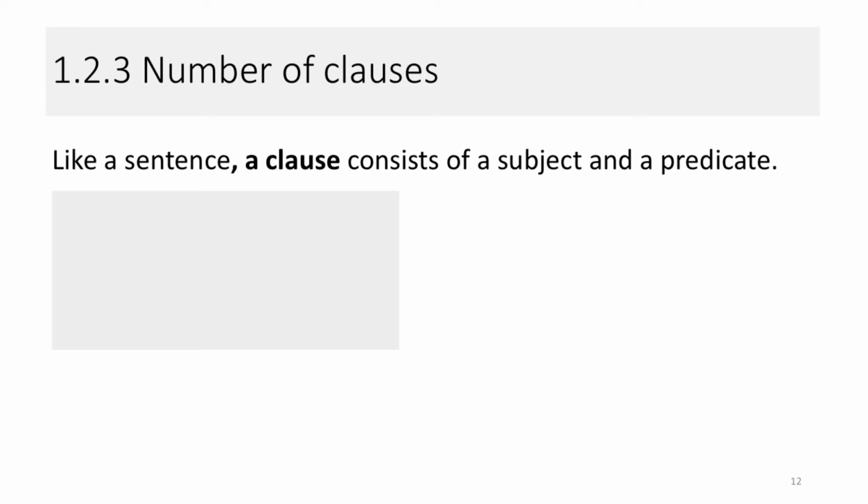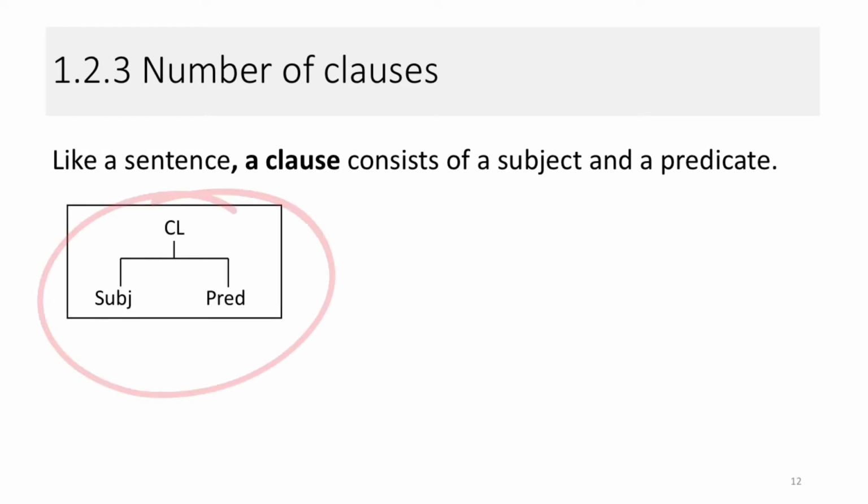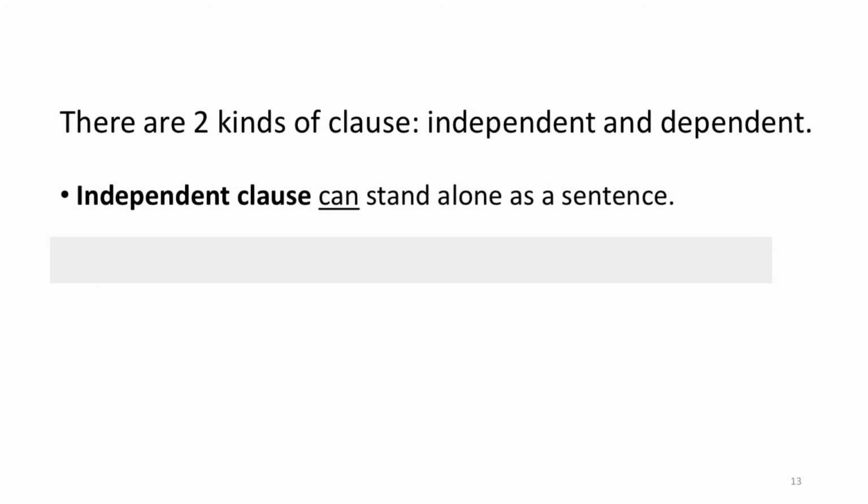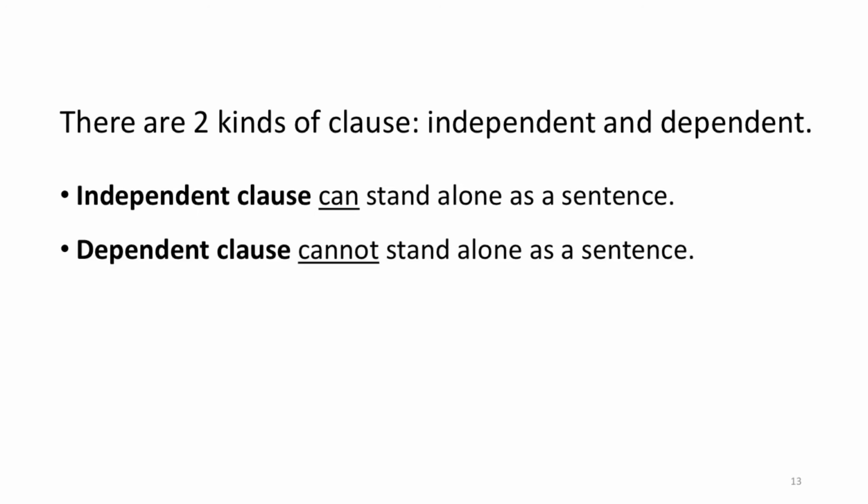Next, let's look at sentence types according to number of clauses. But first, let's define clause. Like a sentence, a clause consists of a subject and a predicate. There are two kinds of clause, independent and dependent. An independent clause can stand alone as a sentence. But a dependent clause cannot stand alone as a sentence.